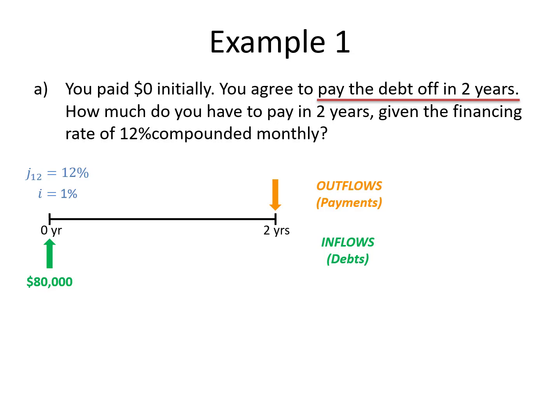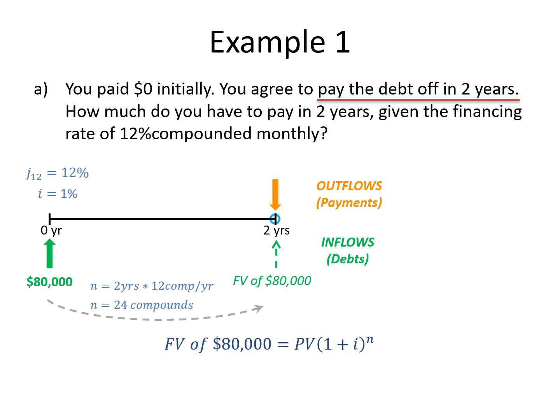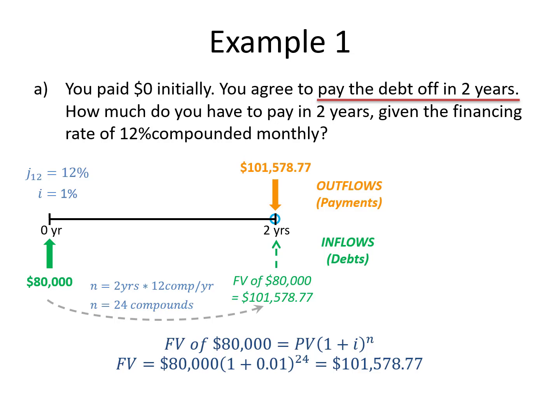And this is what we were doing in lecture 8. So I calculate the future value of that $80,000 over 24 compounding periods, because we have 2 years and 12 compounds per year. And when I put that into our equation, PV times 1 plus the applied interest rate to the power of n, I get $101,578.77. So that becomes my future value for this problem. That is how much we would have to pay in 2 years.